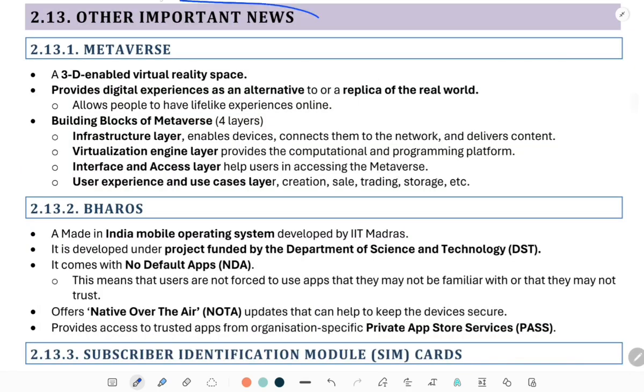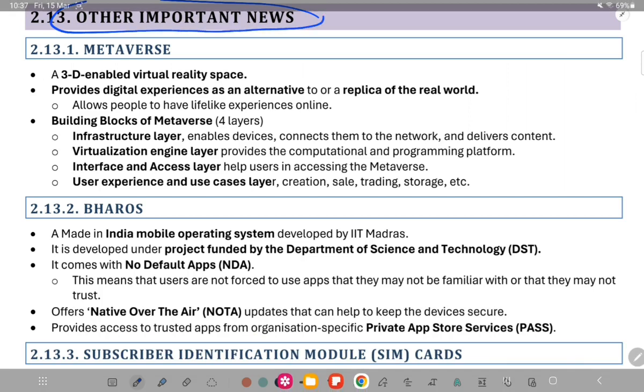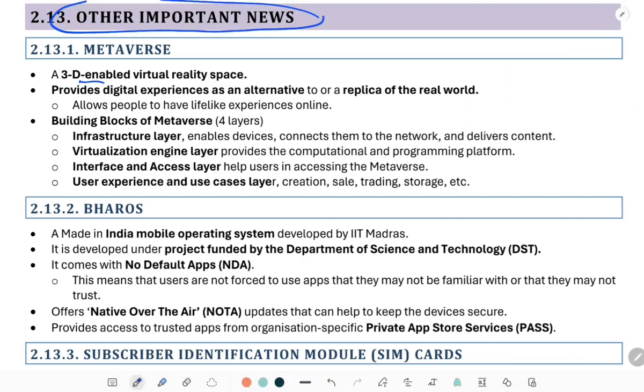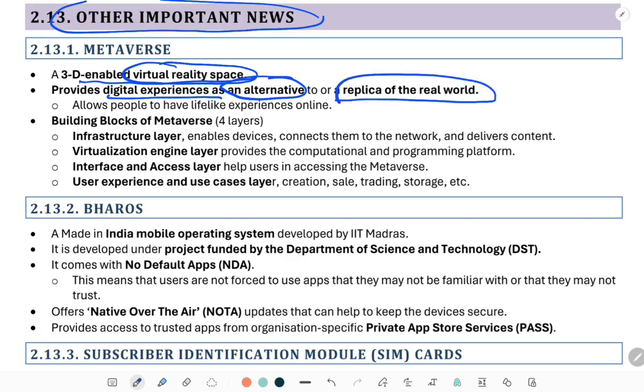We'll see other important things which were in the news. Metaverse is a 3D enabled virtual reality space, and it provides a digital experience as an alternative to, or a replica of, the real world, and it allows people to have a life-like experience online. The building blocks of the metaverse are four layers: the infrastructure layer, the virtualization engine layer, the interface access layer, and the user experience and use case layer.